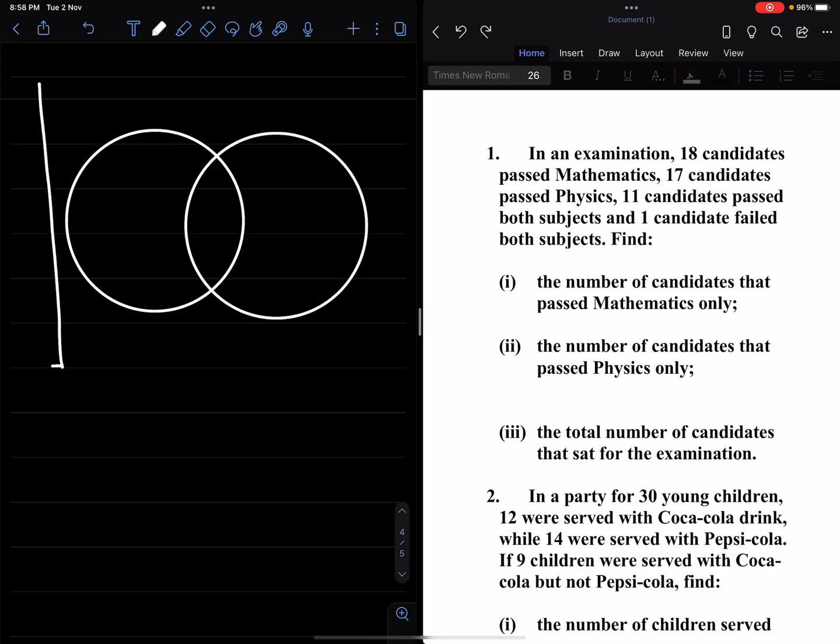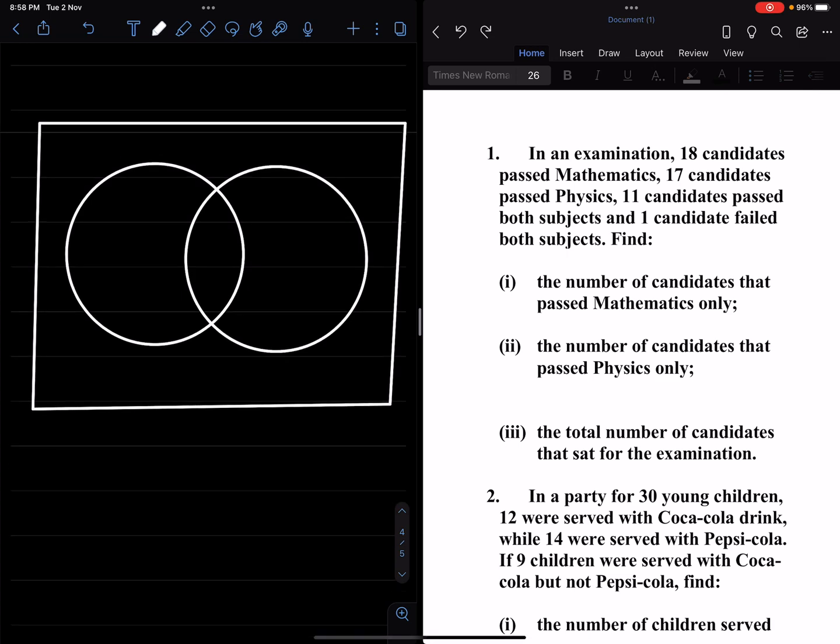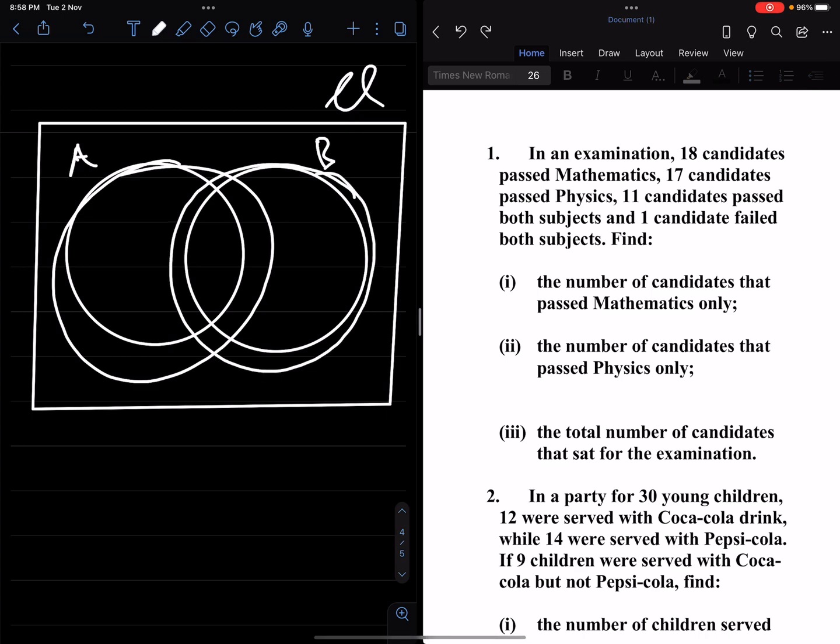Let me use a classroom for example. Let's say in a class of 50, this rectangle will represent the class, and that's the universal set. Let's say A is a set of students who like mathematics and B is a set of students who like English. A is a set of students who like mathematics, and that's what this first circle represents, while B is the set of students who like English, which the second circle represents.